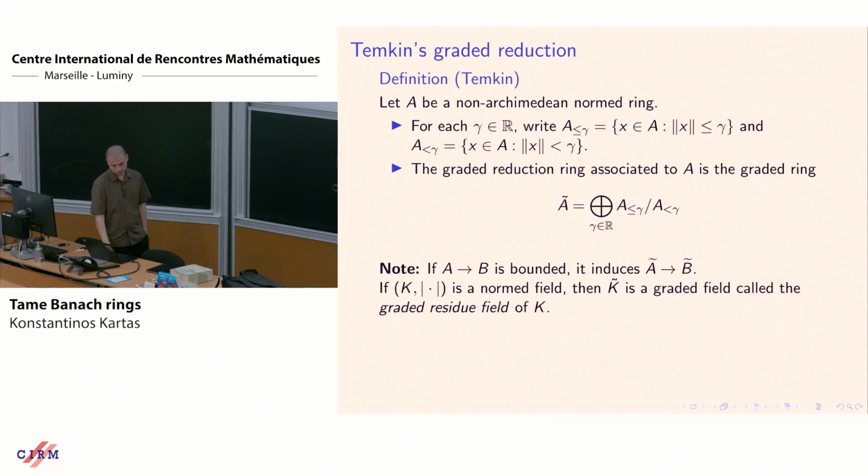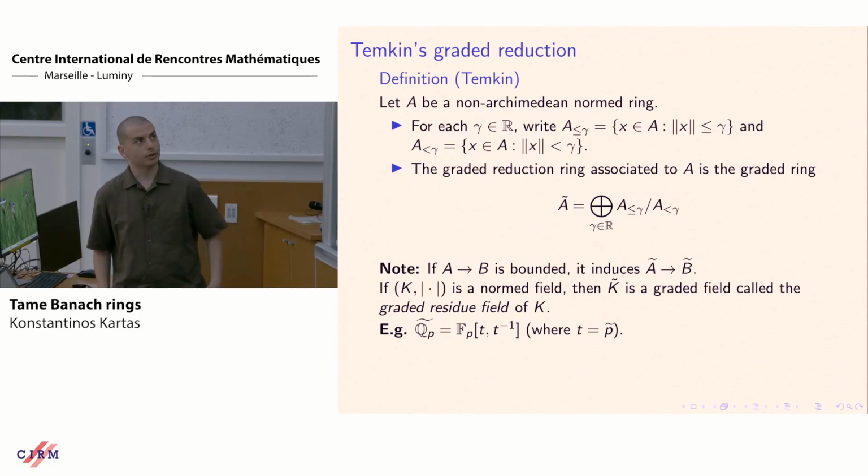And if K is a normed field, then this graded construction is sometimes called a graded field. It means that every homogeneous element of degree 0 is invertible, and it's called the graded residue field of K. It should be noted that the graded field is not a field, which is a bit confusing. For instance, if you take the p-adic numbers, then the graded residue field is something like this, Laurent polynomials over F_p.